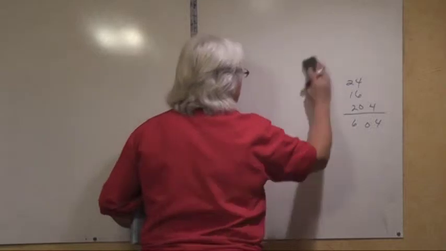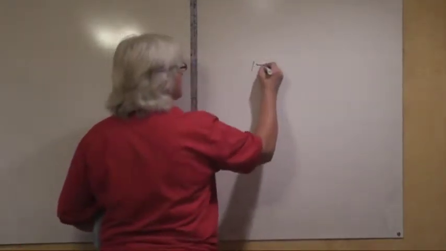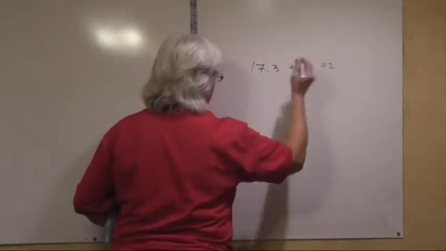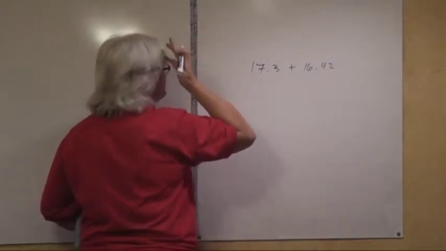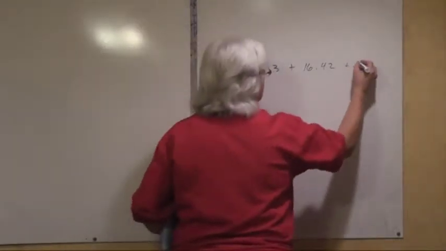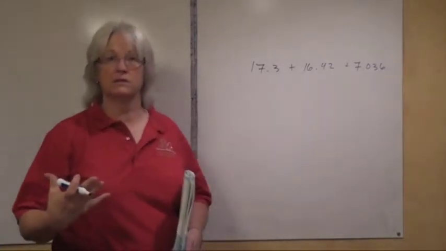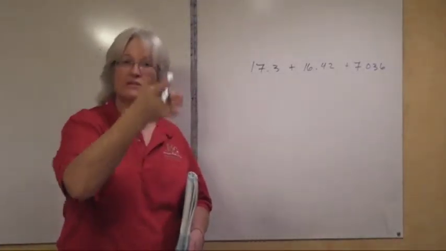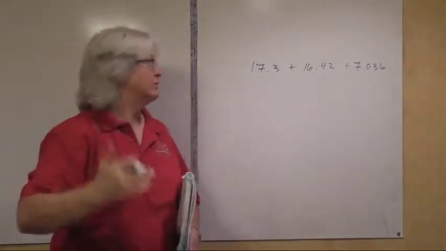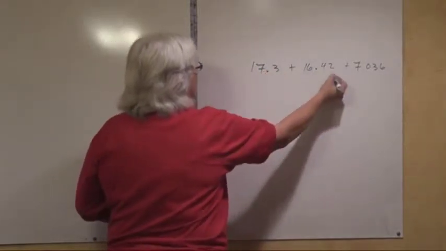Because what we've been comparing before is we know that we don't have the same number of digits. 17.3 plus 16.42 plus 7.036. How are we going to line these things up so that we make sure that our place values are tens under tens, hundreds under hundreds? What we're going to do is line up the decimal points.